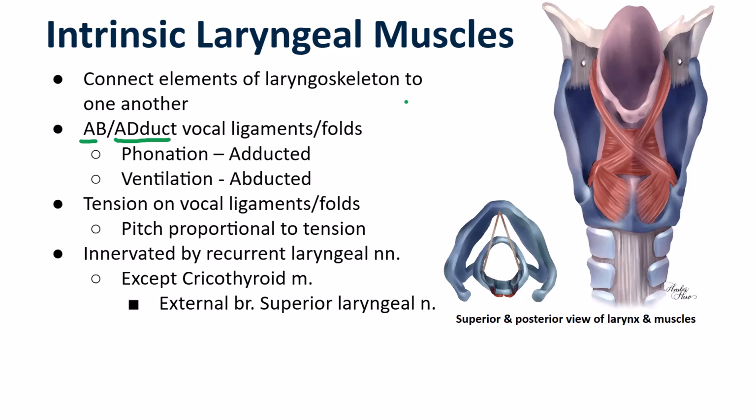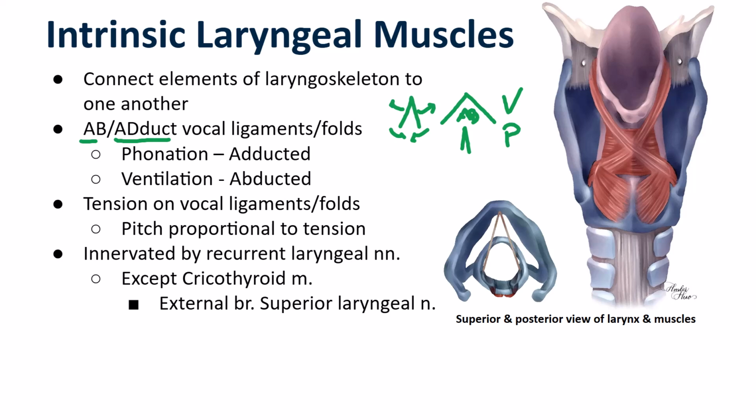So thinking about this from a superior view, abduction is increasing the size of the rima glottidis, and adduction is decreasing the size. Abduction favors ventilation, adduction favors phonation. We can also increase or decrease tension on the vocal ligaments. Now, pitch is proportional to tension. So the greater the pitch is the result of more tension. The lower the pitch is the result of less tension.